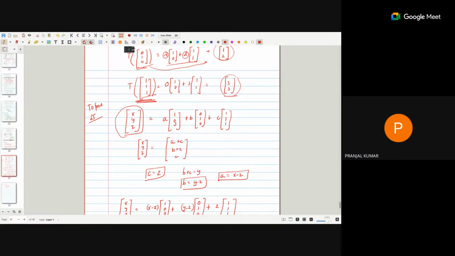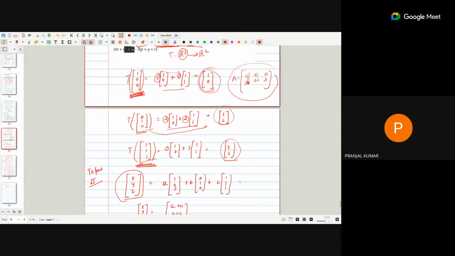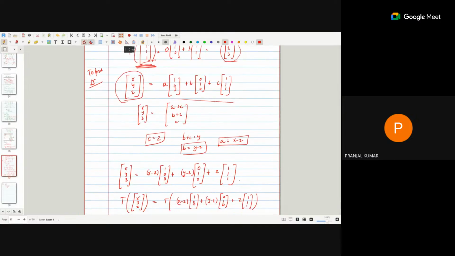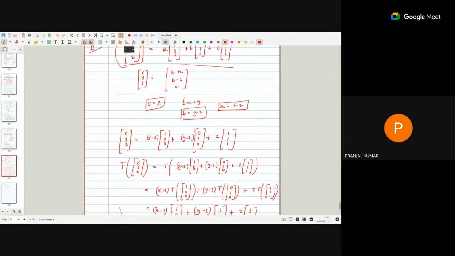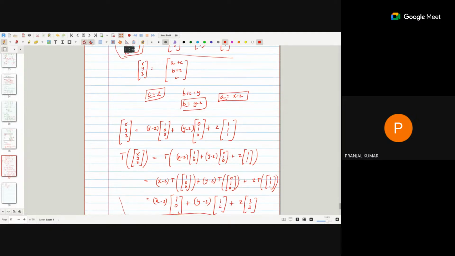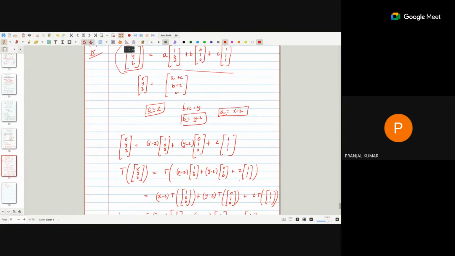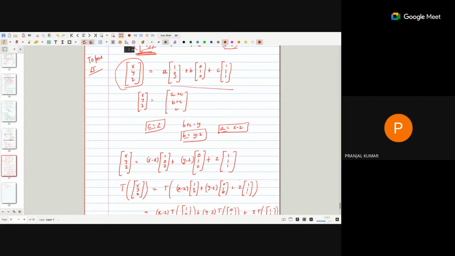I express them as a times of these basis vectors 1 0 0, 0 1 0, and 1 1 1. So I've expressed them. Then I added these and I equated that to x, y, z. So I calculated c as z, b as y minus z, a as x minus z from here. Now I am expressing it as this x minus z. So I've substituted a as x minus z, b as y minus z, and c as z.